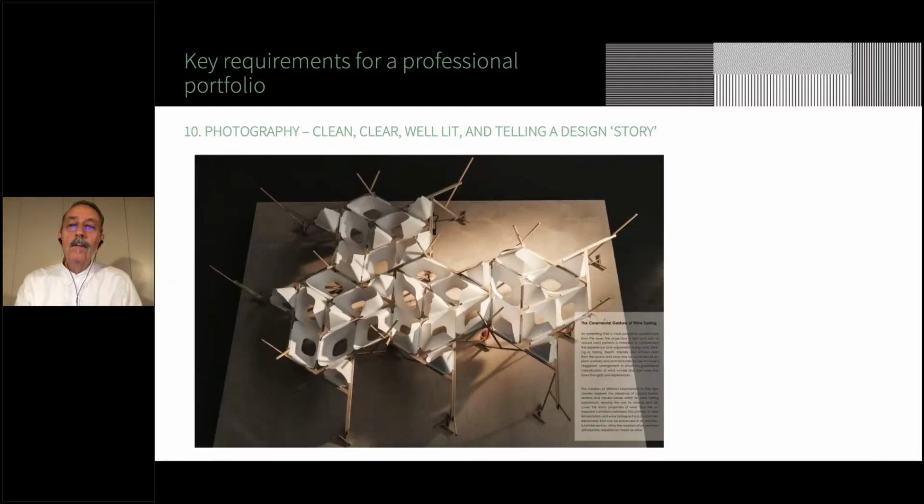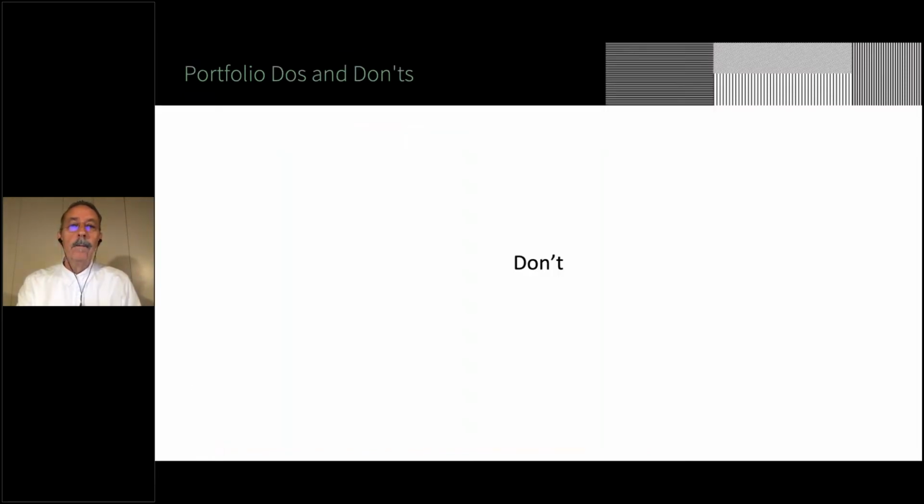Photography of models is really important. Obviously, we can't receive physical models, so we hope and we expect that people will make physical models, but they need to be photographed really well. It needs to be clear, well lit, to tell a story, to really give us the sensibility as if we were really there in the room with this object.